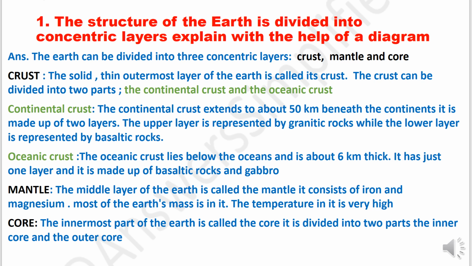Oceanic crust. The oceanic crust lies below the oceans and is about 6 km thick. It has just one layer and it is made up of basaltic rocks and gabbro. Mantle. The middle layer of the earth is called the mantle. It consists of iron and magnesium. Most of the earth's mass is in it. The temperature in it is very high. Core. The innermost part of the earth is called the core. It is divided into two parts, the inner core and the outer core. For the diagram, students please refer to your textbook.